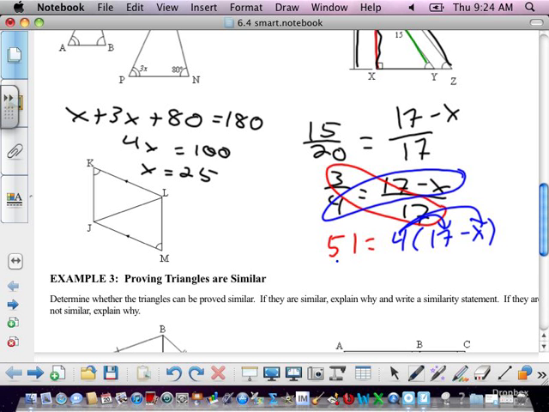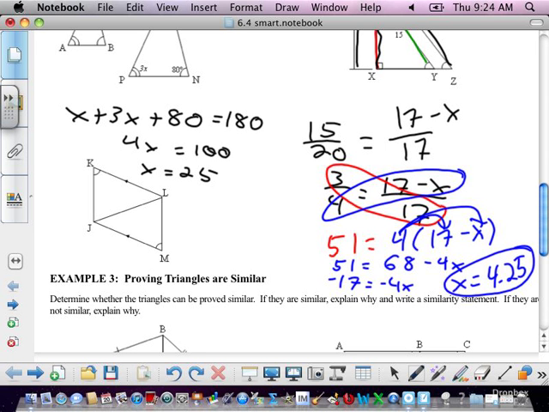So we get 51 equals 4 times 17, which is 68, minus 4x, because I distributed. Now I'm going to subtract. I'm going to go 51 minus 68, and I get negative 17 equals negative 4x, and I'm going to divide by a negative 4. Negative divided by a negative is a positive, so x equals 4.25, or 4 1/4. That's it.